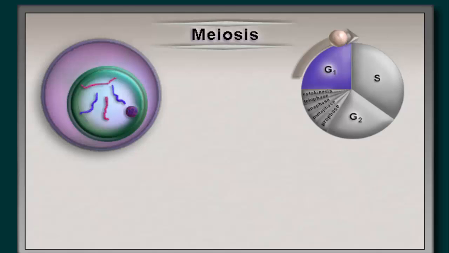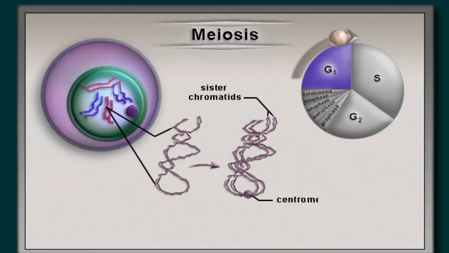In meiosis, the cell's chromosomes are duplicated in the S phase of interphase, just as they are before a cell undergoes mitosis. Then, the cell goes through the G2 phase and readies itself for the first phase of meiosis 1, which, like mitosis, is called prophase.